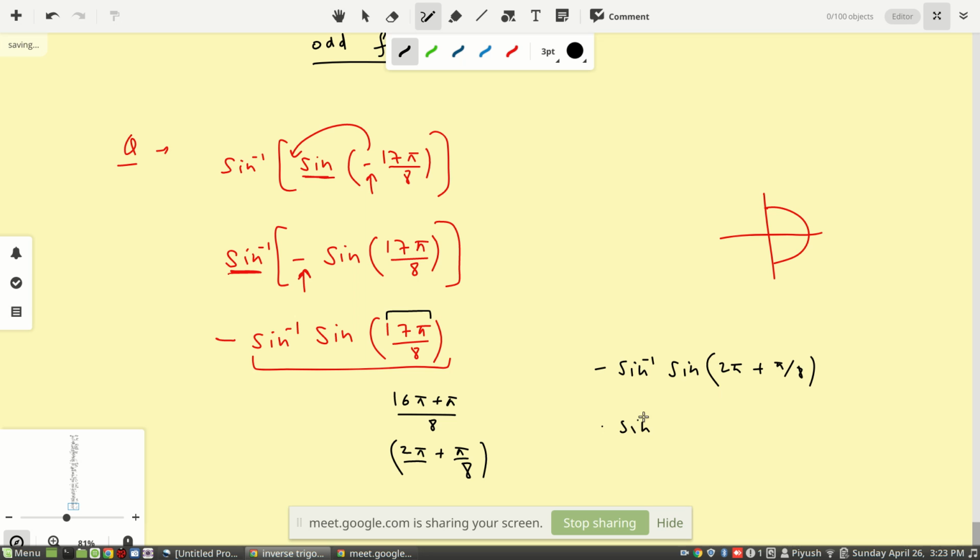it is negative of sine inverse sine pi by 8. Here also it will be positive only, because sine of n pi plus theta is sine theta only, and in the first quadrant the normal trigo will always be positive, any normal trigo. So sine inverse of sine will get cancelled, so the answer is minus pi by 8. I hope you got this idea. Now, based on this idea, I want you to do some questions.